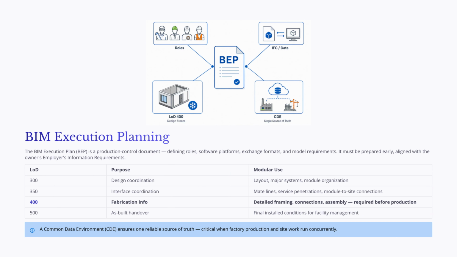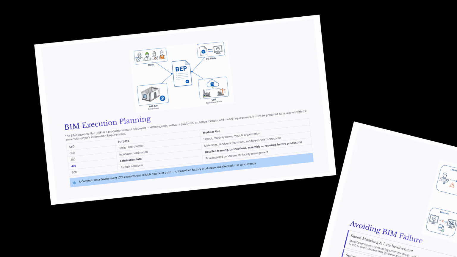The BEP should also require a Common Data Environment, or CDE. Since factory production and site work often happen at the same time, the team needs one reliable source of current information. Without a CDE, teams may work from outdated files, disconnected models, or conflicting revisions. A strong BEP helps prevent these problems by defining model naming rules, file exchange procedures, approval authority, revision control, and model use expectations from the beginning of the project.